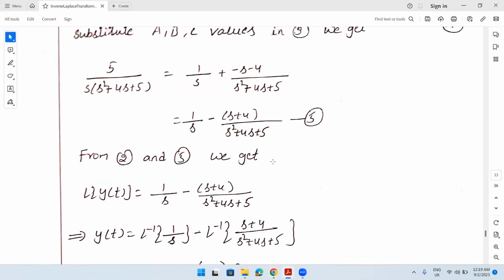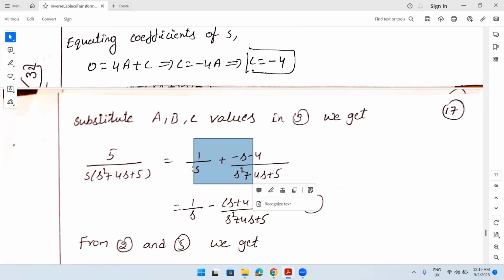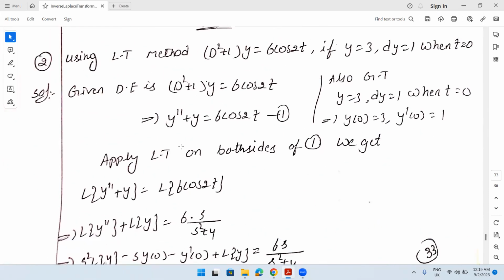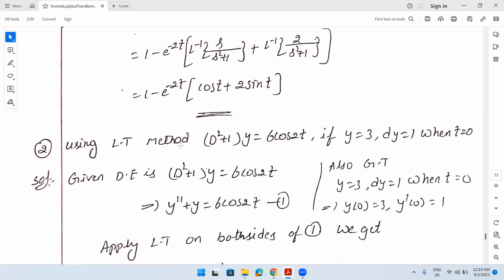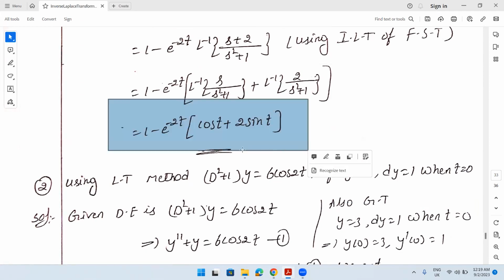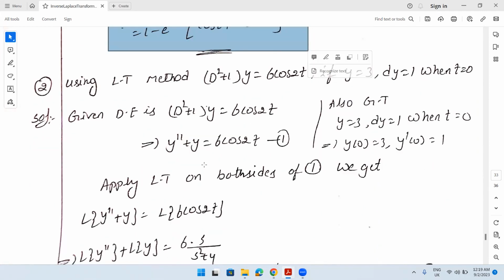So you choose which one is easy: the partial fraction method or the convolution theorem. You do whichever is easy. Okay, this is the way we solve ordinary differential equations. Now let us see the next problem.